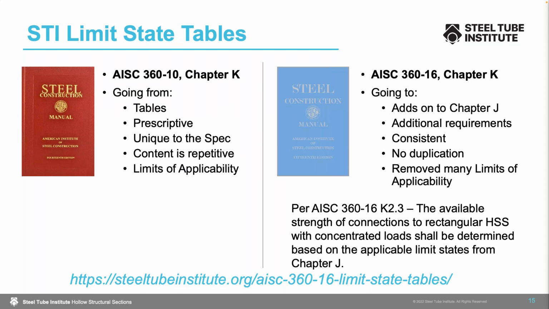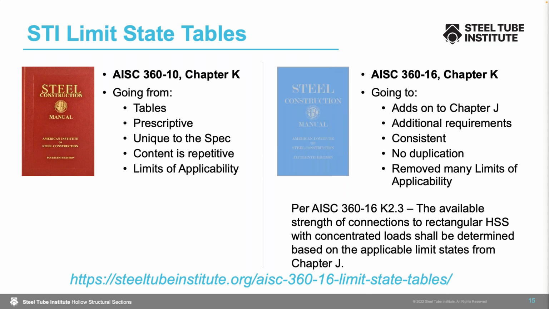To reiterate and sum up that limit state table discussion, we're going away from 360-10, which is the red manual that you see here, where most of the information about HSS was contained in Chapter K tables that were very prescriptive. They were unique to the spec. The content was repetitive from where it was listed elsewhere in the code. And there were often some limits of applicability that you needed to ensure were met to utilize those tables.